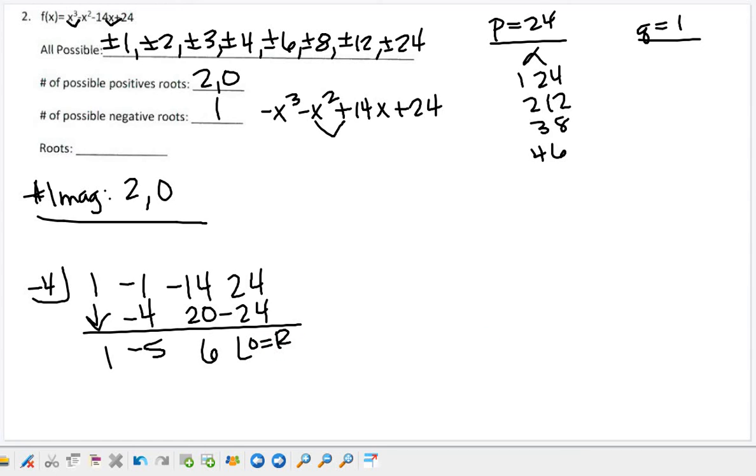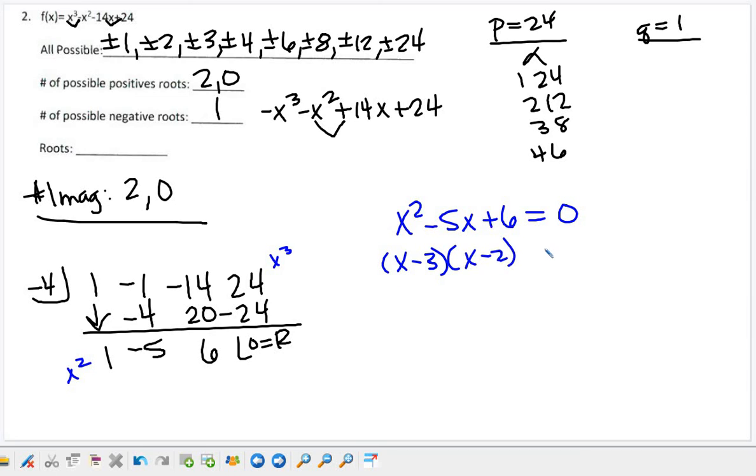Now this one, we started at a third degree, so we are already at a second degree, so we don't have to do anything else. We just write it as a quadratic. I mean, we don't have to do synthetic division again, I guess is what I'm saying. So then this factors x minus 3, x minus 2, multiply to be a positive 6, add to be a negative 5. So we have x is equal to 3 and x is equal to 2. So my zeros, negative 4 are my roots, positive 3, positive 2.